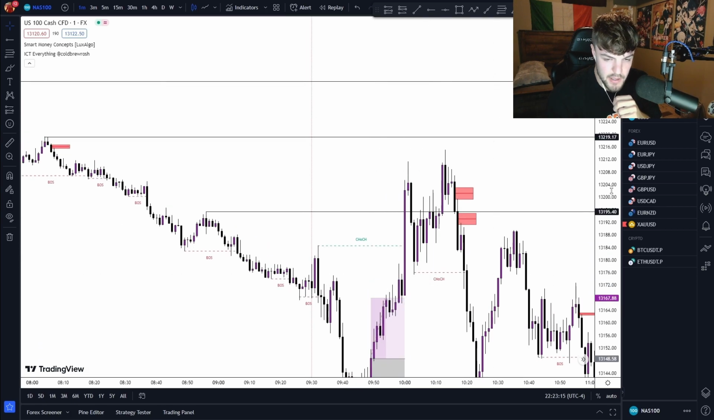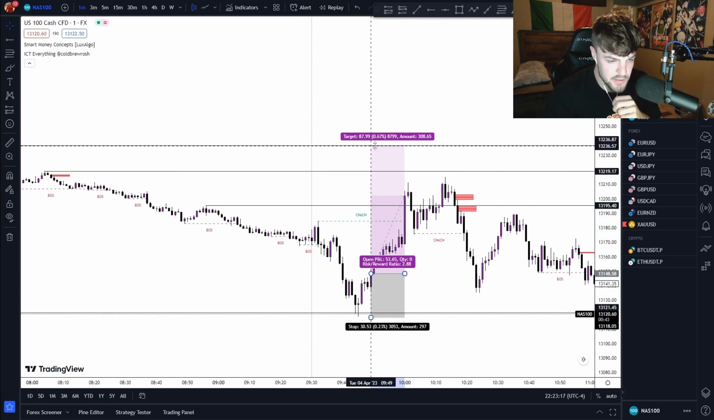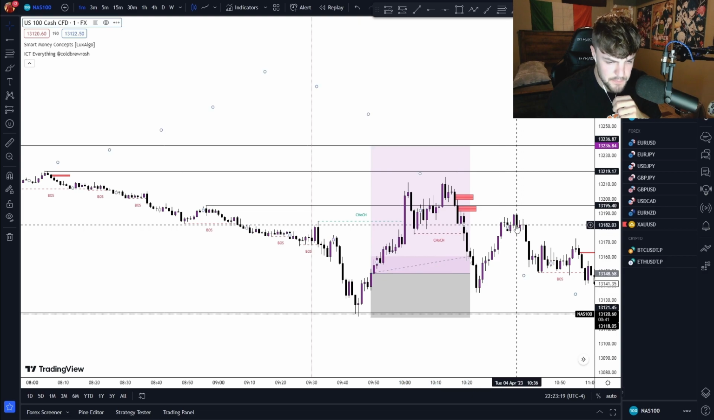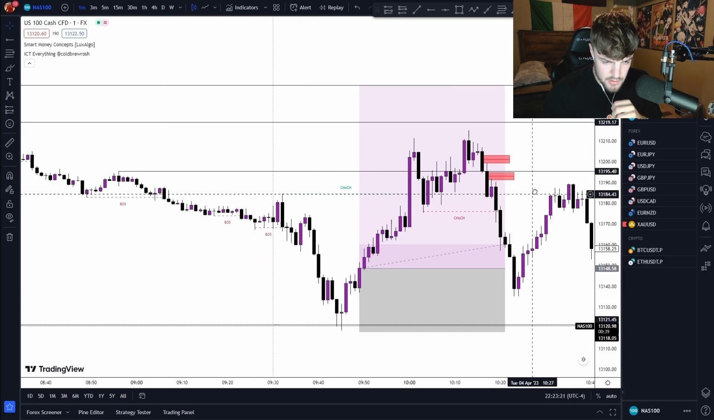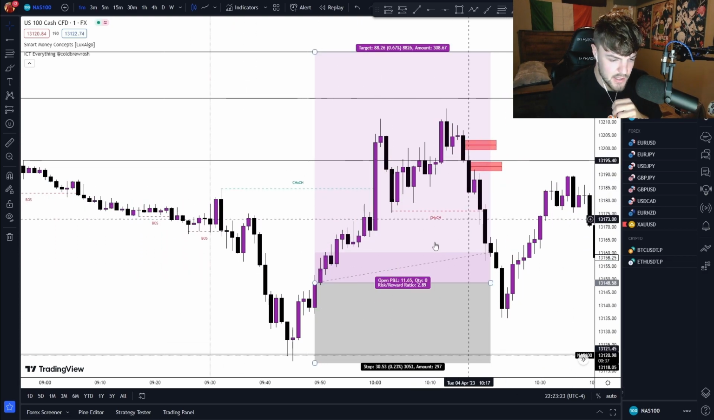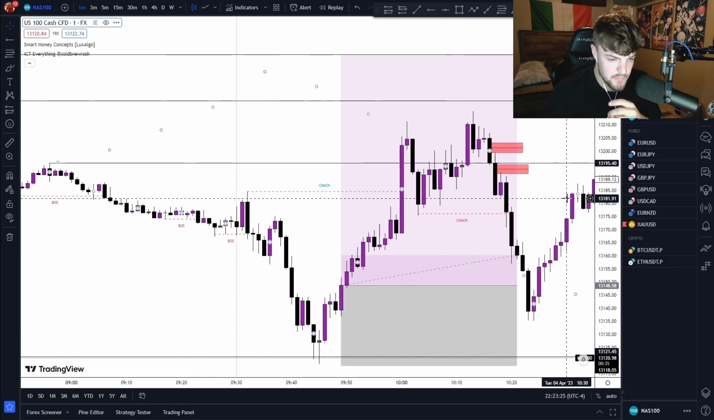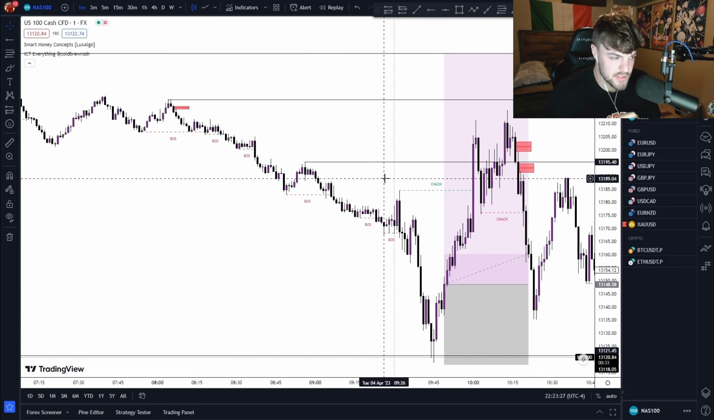So yeah, I had my entry right there. TP, final TP was all the way up there, as you can see. So pretty much I see that BOS. I'm waiting for my first TP to get hit.